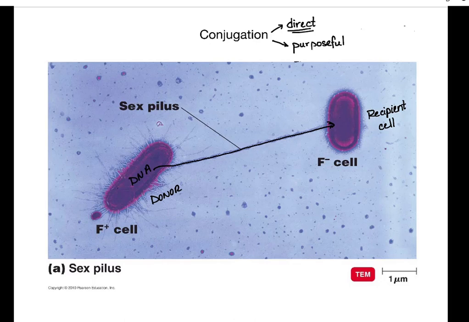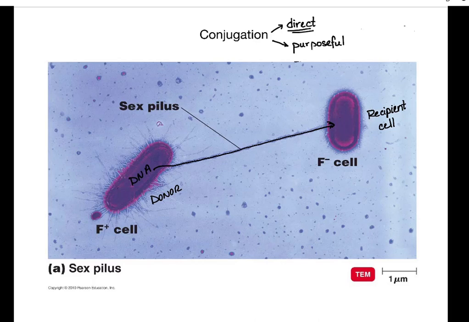If we look at transformation, there's an intermediate step in that transfer of DNA. The donor cell actually dies and releases its DNA into the environment, and then that DNA is picked up by a recipient cell. Again, what I just described is transformation, which was covered in the previous lecture. Likewise, transduction is indirect because it uses an intermediate step that involves a virus. So conjugation is really the only direct mechanism by which bacteria can transfer DNA from one cell to another.